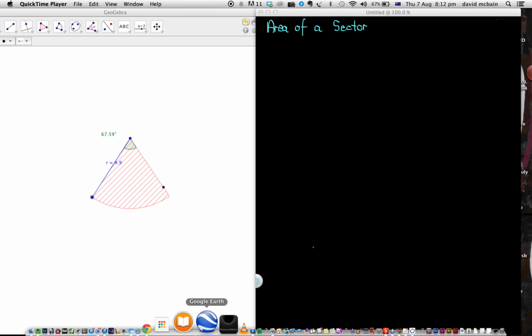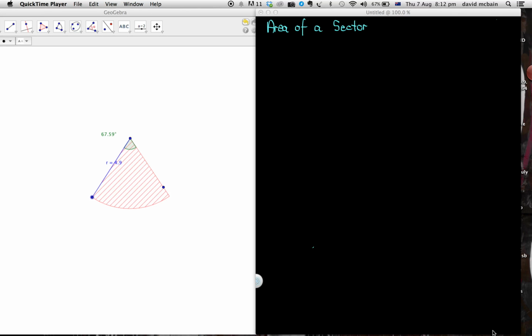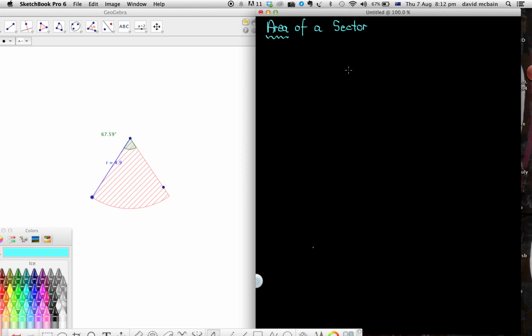Hello, in this screencast we're going to look at how to work out the perimeter of a sector. Now you will have already looked at the screencast on how to work out the area of a sector, and we'll just quickly revise that.